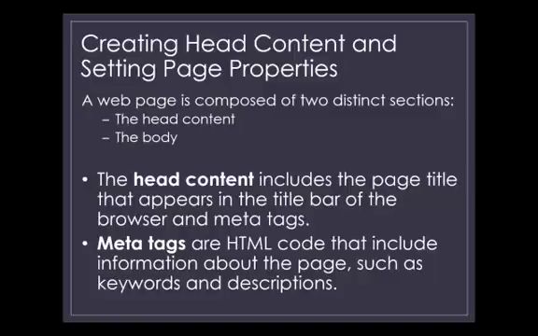The head content is going to include the page title that will appear in your title bar on the browser and some important page elements that we call meta tags, and those aren't going to be visible in the browser. But meta tags are HTML code that include the information about the page, such as keywords and descriptions, and these are read by screen readers for users who have visual impairments. Keywords are also words that relate to the content of the website, whereas your description is a short paragraph that describes the content and features of the website.